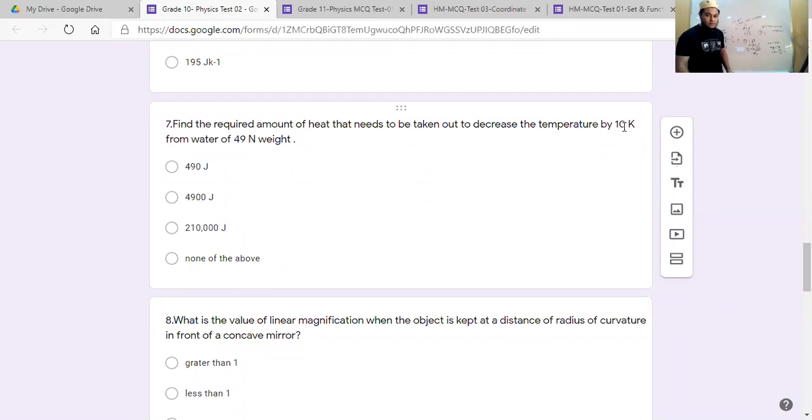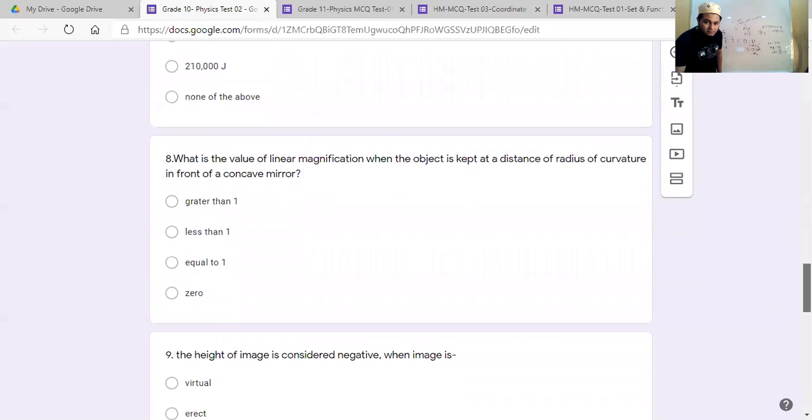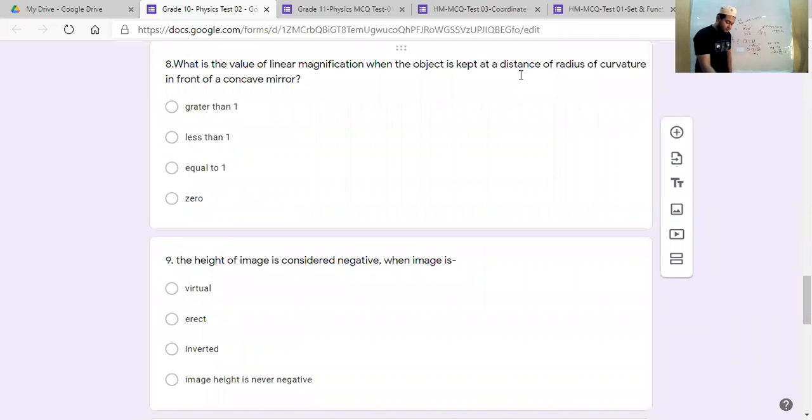Option number C. Okay. Then what is the value of linear magnification when the object is kept at a distance of radius of curvature? So when the object is kept at a distance equal to radius of curvature, at what point is it situated actually? Name of the point where the object is situated? If this is center of curvature and this is principal focus, we know that the distance from center of curvature to the pole is equal to radius of curvature. So from the mirror, if you are keeping an object at a distance of radius of curvature, you are actually keeping the object at center of curvature.